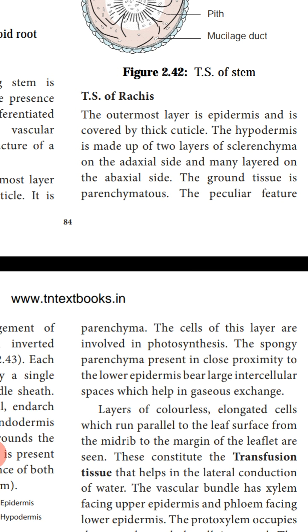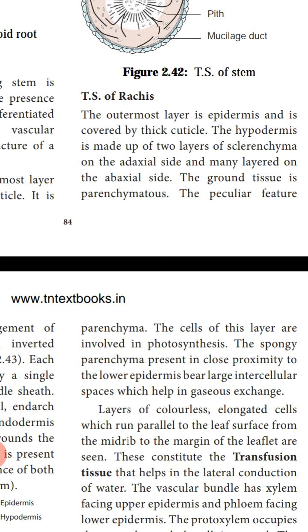The outermost layer is the epidermis, covered by a thick cuticle. In the rachis also, if you take a TS and observe, you can imagine, though it is not the correct example, the curry leaves. All of you have already seen curry leaves. When you remove all the leaflets of the curry leaves, the stalk left in the center is the rachis. If you take a section of that rachis and observe it under the microscope, we call it a section of the rachis.